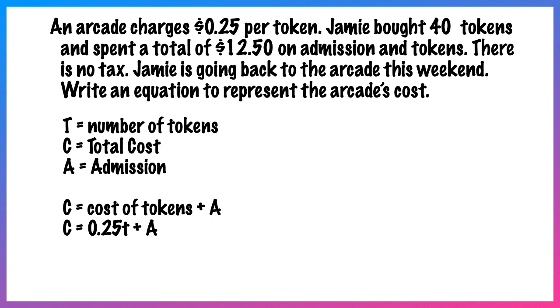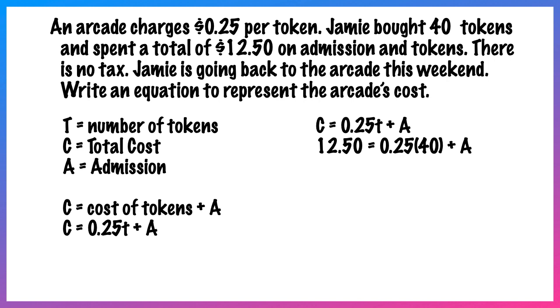So we'll write our equation out. And now we can plug in Jamie's cost of $12.50 and his number of tokens, 40. So $12.50 is equal to 0.25 times 40 plus A. Let's go ahead and multiply that 0.25 times 40. So that gives us $12.50 is equal to 10 plus A. And then we can solve for A by subtracting 10 from both sides. So our cost of admission is $2.50.